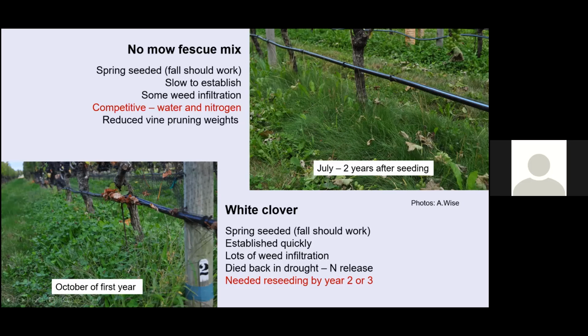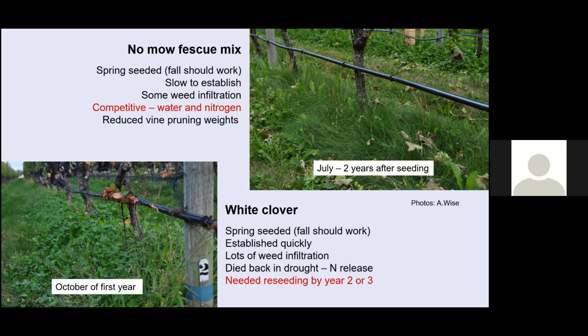The clover, on the other hand, established very quickly, had a ton of weed infiltration. It was kind of frustrating. And we noticed that when we got into dry spells in the summer that it died back. And we actually were monitoring nitrate leaching through the soil. We had these tubes called lysimeters where we could take water samples down 3 or 4 feet. And we detected when the clover died back, we actually detected a nitrogen release. And so, you know, that might be desirable in some cases, but in some cases you might not want that.